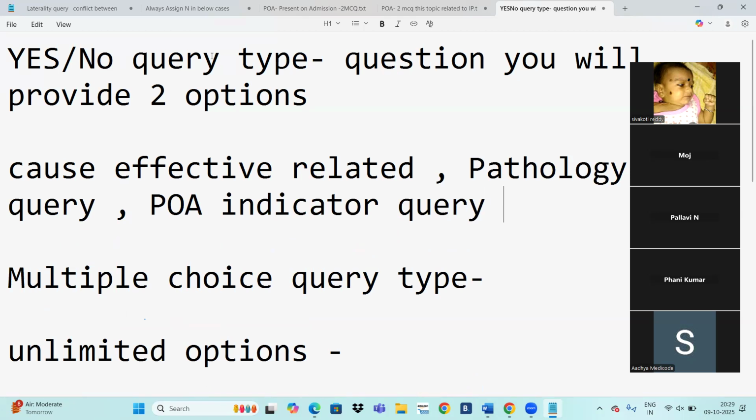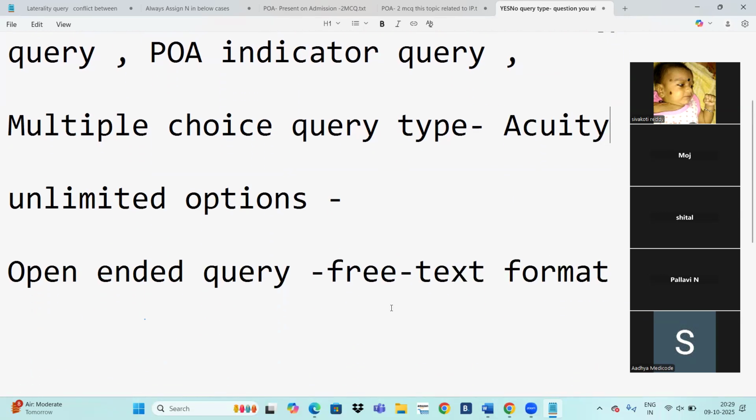I completed POA for you, right? Yes. So while you are adding the indicator, we need to raise the POA indicator query: please provide the valid present on admission status, Y or N. Clear? So for multiple choice type, we will see. Here, open-ended, like clinical evidence related.